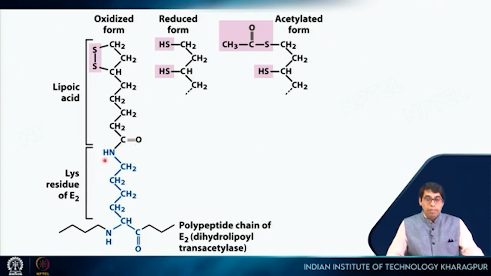So, it forms sort of an amide bond, right, and there is a disulfide linkage here. This disulfide is very similar to the disulfide that we have seen for cysteine amino acid side chains. This is the oxidized form and this can get reduced to form SH and SH, right. So, this is very similar to the oxidized and reduced forms of cysteines. Now, this free SH can take up the acetyl group from the acetyl coenzyme A to form this acetylated form. So, we will see all these 3 in the reaction that is catalyzed by this pyruvate dehydrogenase complex.